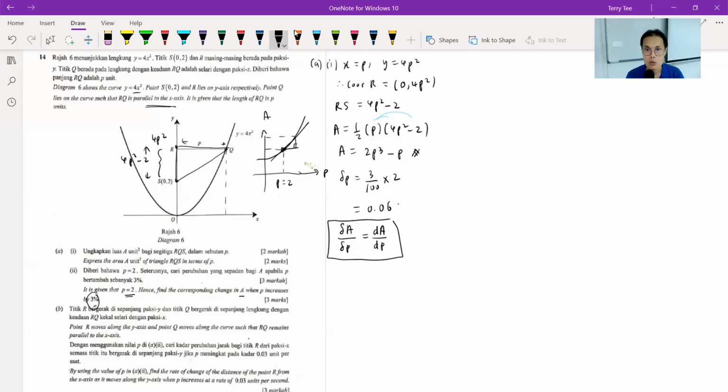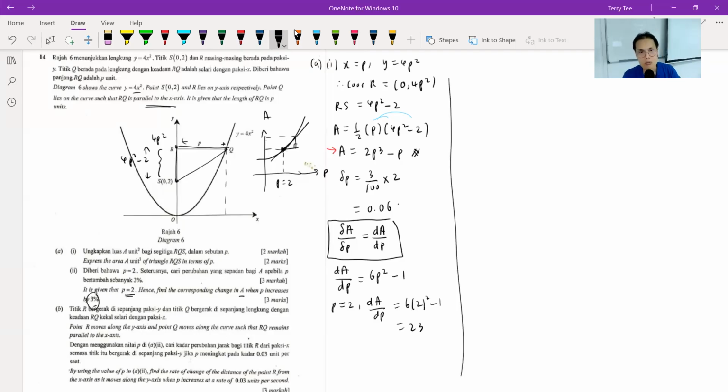dA/dP means the gradient of the curve at point P, when P is 2. We already have our A in terms of P, so what we need to do is differentiate. When you differentiate 2P cubed, you get 6P squared. Differentiate negative P, you get negative 1. Sub in your initial value of P, which is 2. My dA/dP will be 6 times 2 squared minus 1. 6 times 4 is 24, 24 minus 1 is 23.